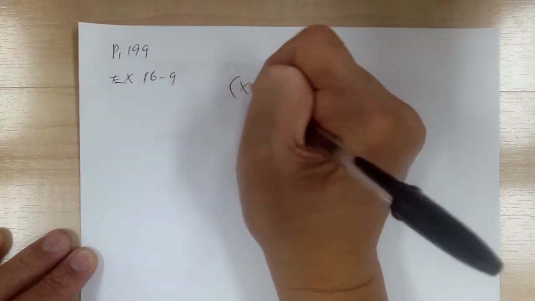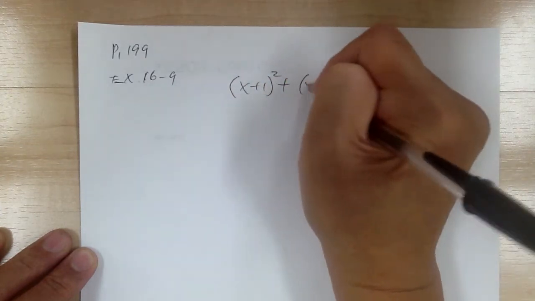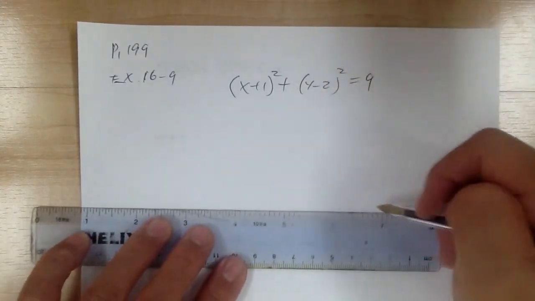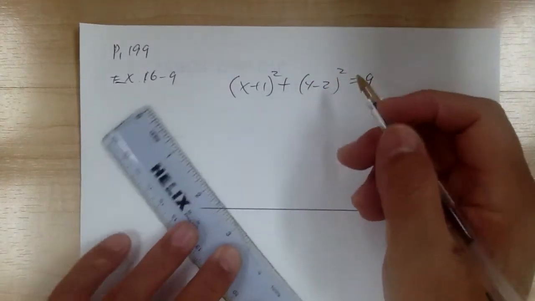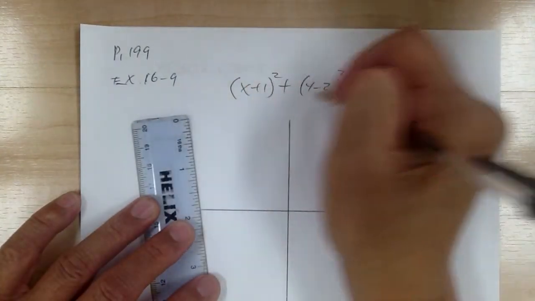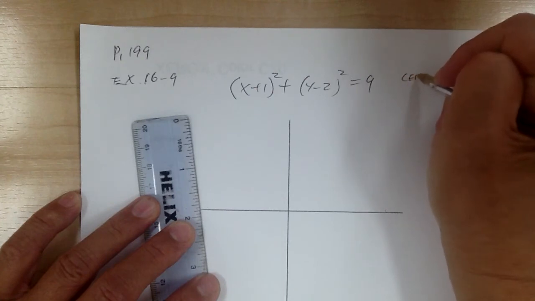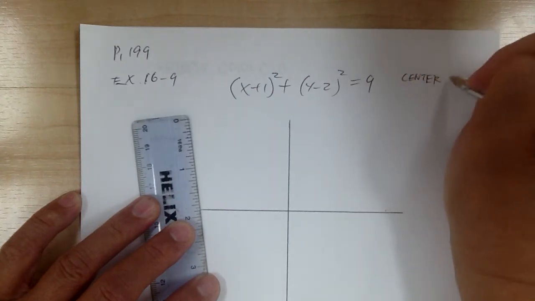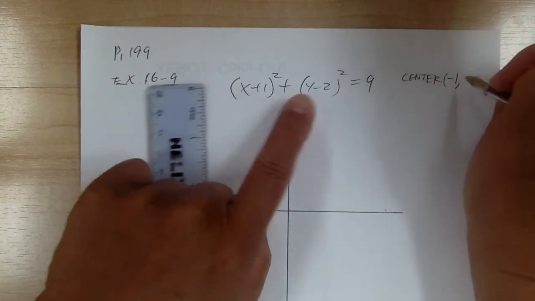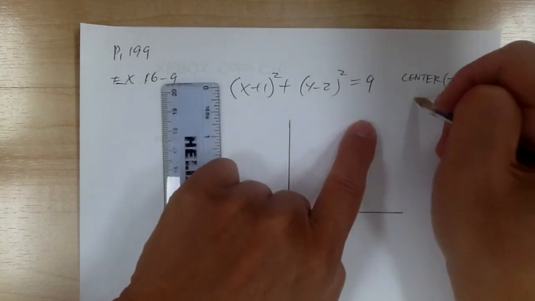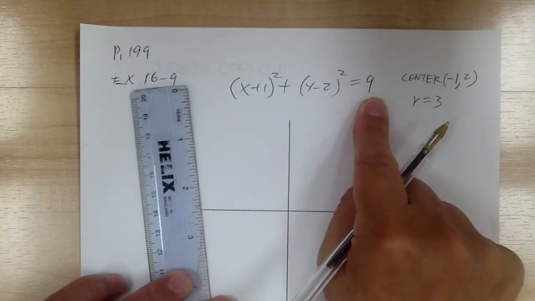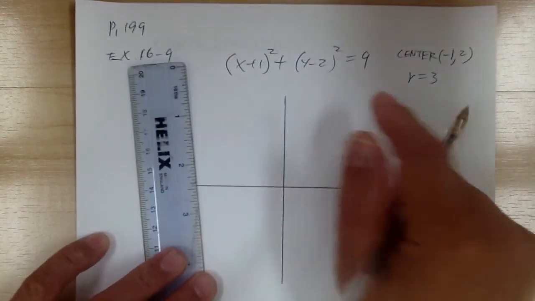So you have the equation (x+1)^2 + (y-2)^2 = 9. This is a circle, so to plot this, it's called the center-radius form. The center would be, you set this equal to 0, so it would be (-1, 2). And this is your r squared, so the radius will equal 3. So this gives you the center, this gives you the radius. This is r squared. So the center is (-1, 2).